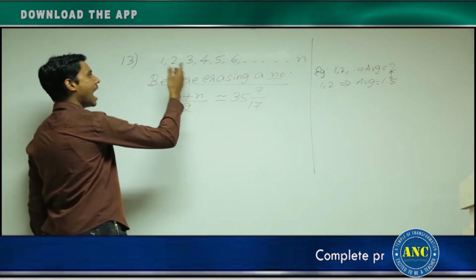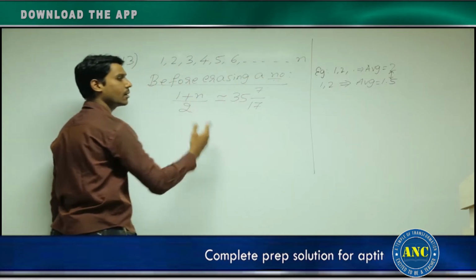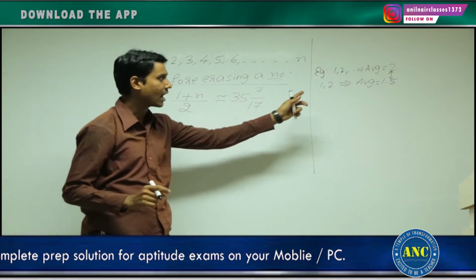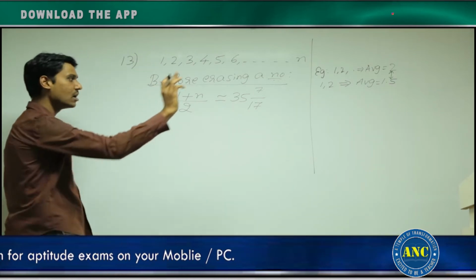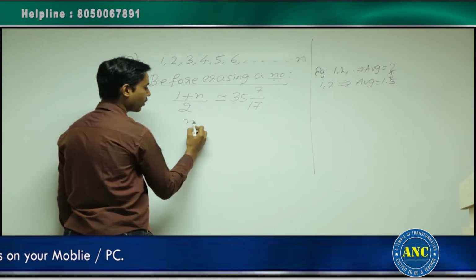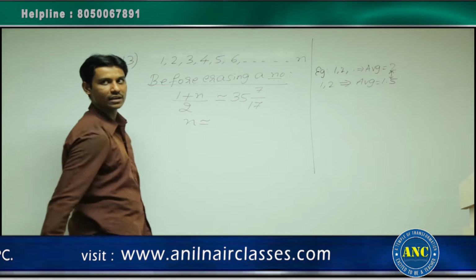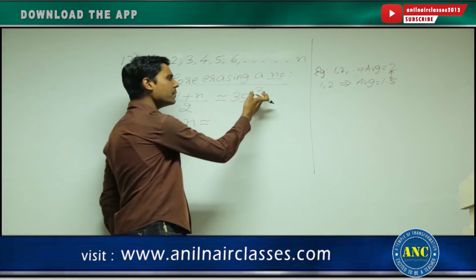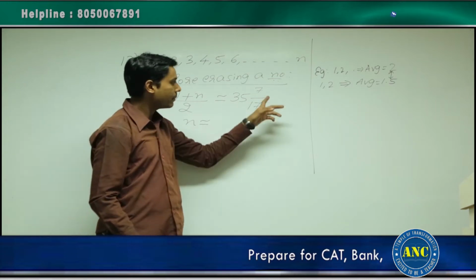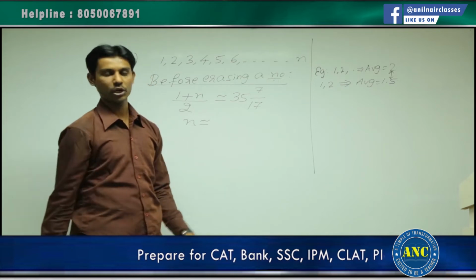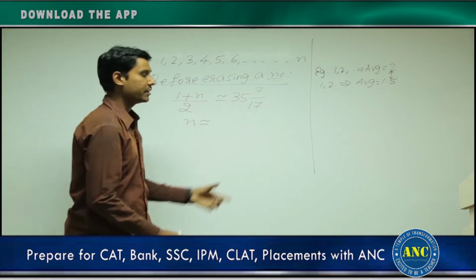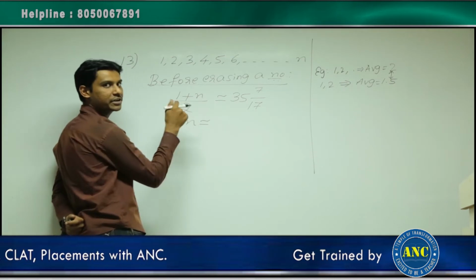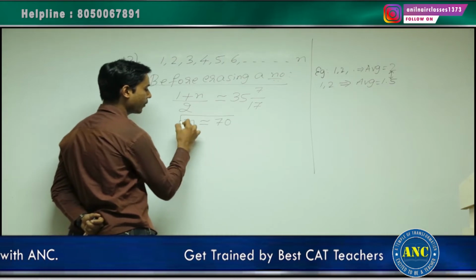Before erasing a number, the average is (1 plus n) by 2, which is first term plus last term by 2. I can approximately tell it as 35 7/17, which is the average after erasing a number. Clear with that, right? Now, what is the approximate value of n that I can tell? What is 35 7/17? If I approximately take 7/17 as 7/14, that is 1/2, which is 0.5. This is approximately 35.5. The left-hand side also has to be 35.5. For that to happen, n should be approximately 70, right?